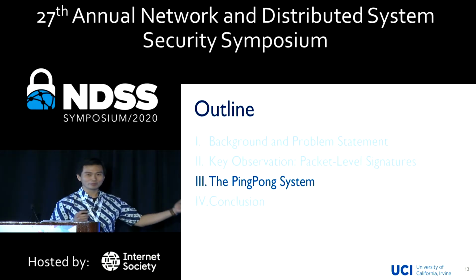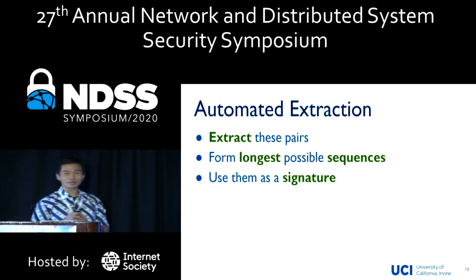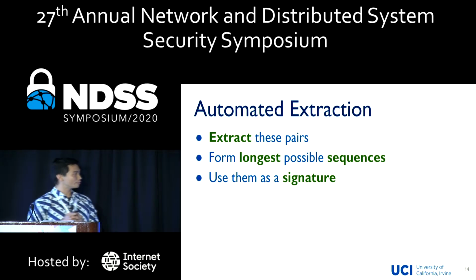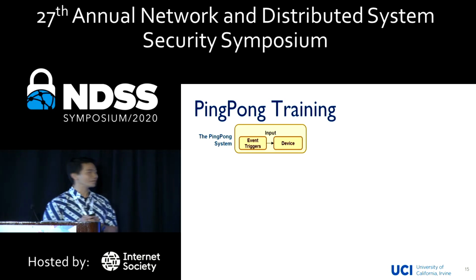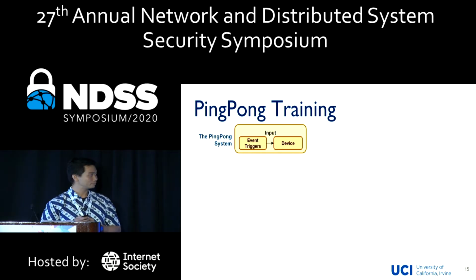I present to you the Ping-Pong system. In an automated extraction system, we want the system to extract these pairs and to form the longest possible sequences to make the signature as unique as possible, and then we can use the sequences as a signature. For Ping-Pong to extract a signature for an event, we have to train it. So for this, we need the device, and we need to generate a number of events as training samples.